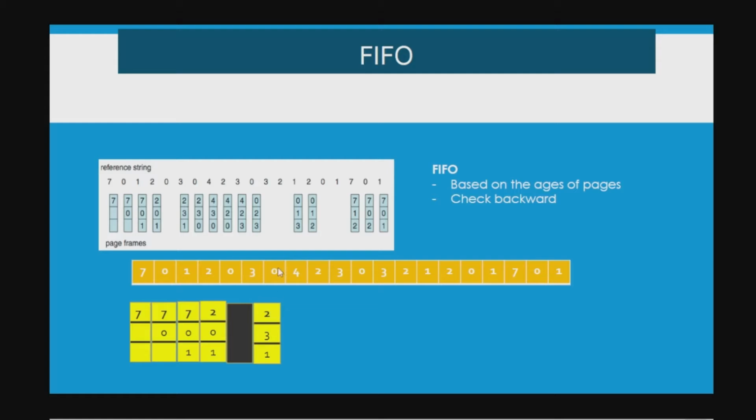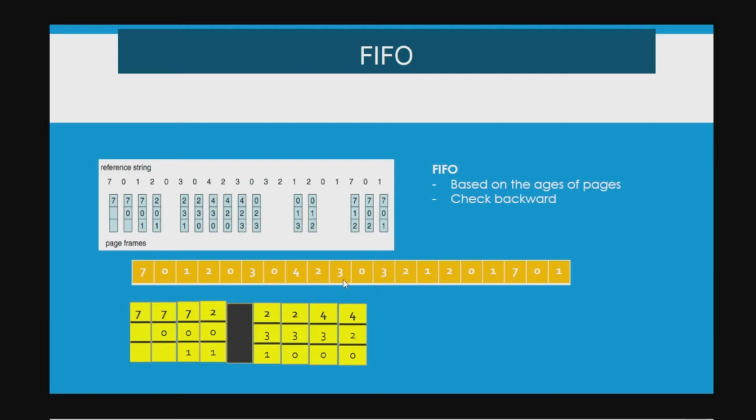The next is 0. 0 is not resident. You check backward here and find the longest. The longest is 1, so replace 1 with 0. You will get 2, 3, 0. The next is 4. 4 is not resident, so you need to do the replacement. The longest is 2, so replace 2 with 4. We get 4, 3, 0. The next is 2. 2 is not resident. The longest is 3, so replace 3 with 2. Now you have 4, 2, 0.